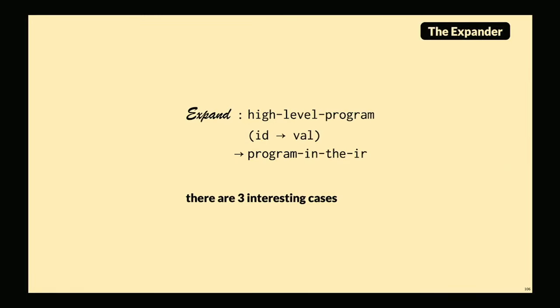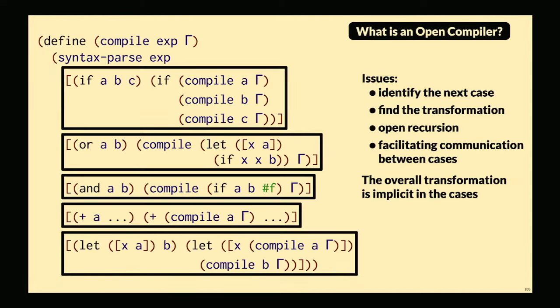Okay, so the expander is the tool that handles all that stuff. So expand, we give it a high-level program, something that just came out of the parser. We give it an environment, that's the gamma. That gamma is also going to have the macros that are active as we're doing this expansion. Oh, I didn't say, each of these boxes, maybe you kind of intuited that already, are macro definitions. Okay?